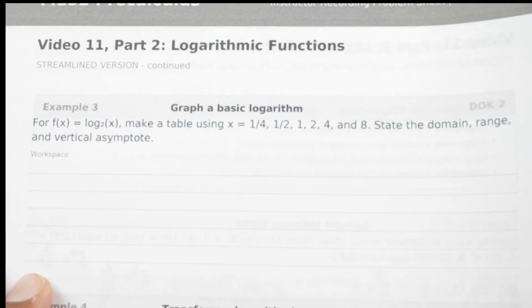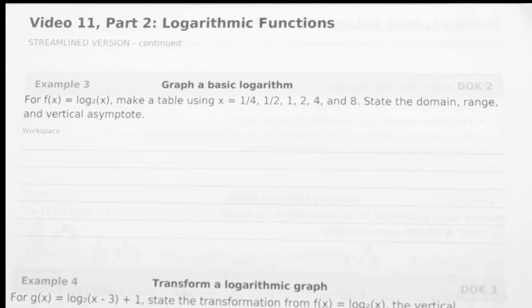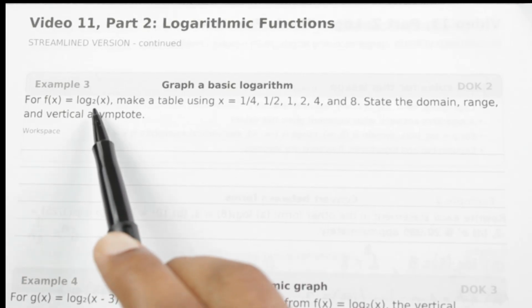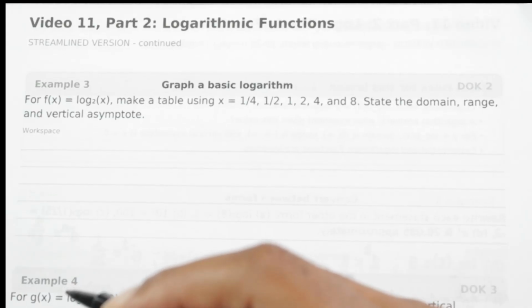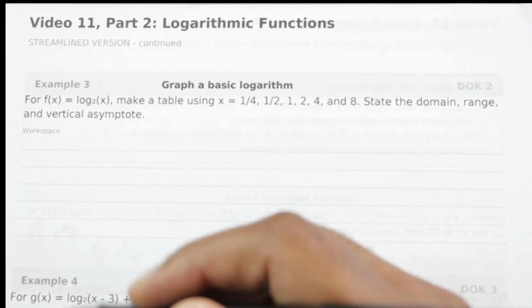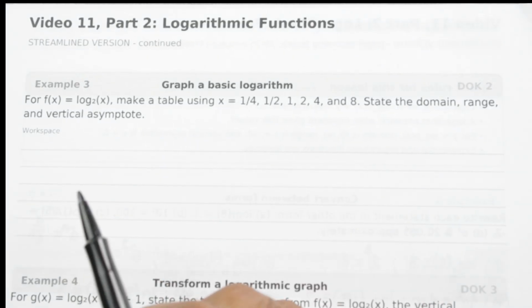Example number 3 says, for f of x equals log base 2 of x, make a table using the following x values, 1/4, 1/2, 1, 2, 4, and 8, and state the domain, range, and vertical asymptote. So we're going to evaluate each logarithm by asking, 2 raised to what power gives this x value? You probably think, well, that's super easy, and you're absolutely right. So we're going to start with 1/4.